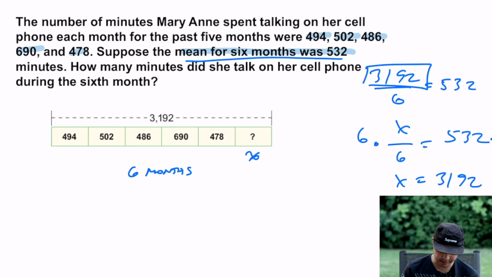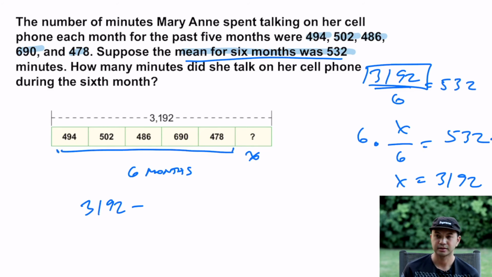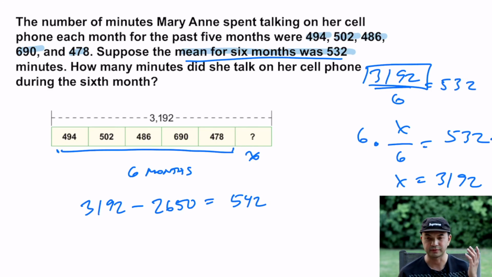All right, so if I add all of this up, well, first of all, I have 3,192. And if I subtract this part of the bar, that is 2,650. So if I subtract those two numbers, I get 542. Right? So she talked on her cell phone for 542 minutes on the 6th month. And you can easily check this by adding all of these numbers up, dividing by 6, and seeing if it equals 532, which it will.